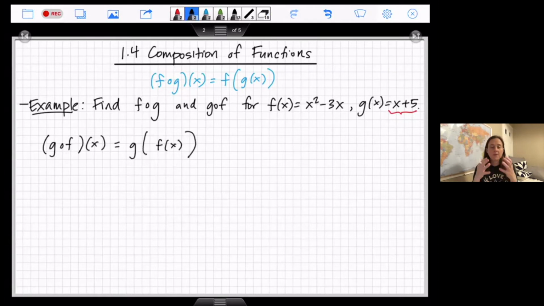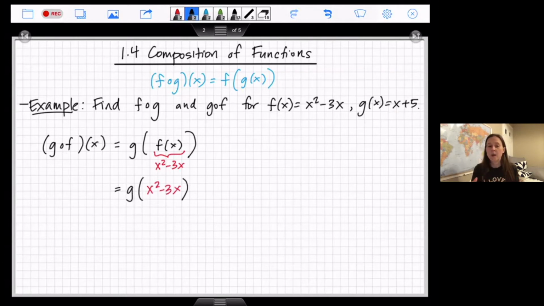Okay, so now f of x is the little function on the inside, and we're going to start on the inside. So f of x, I'm just going to replace that with its formula, which is x² minus 3x. All right, so in the next line, I've got g of, and I'm going to replace f of x with its formula.